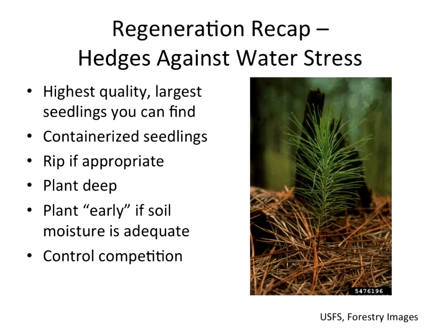So when we're thinking about protecting against drought, there's a number of things we can do. Make sure you use good high-quality seedlings. Consider containerized seedlings. Depending on your site, you might consider ripping or subsoiling. I think planting deep is not a bad idea on most upland sites. Certainly consider planting early on most any site if the soil moisture is adequate, and on almost any site, to the degree you can, control competing vegetation. Okay.